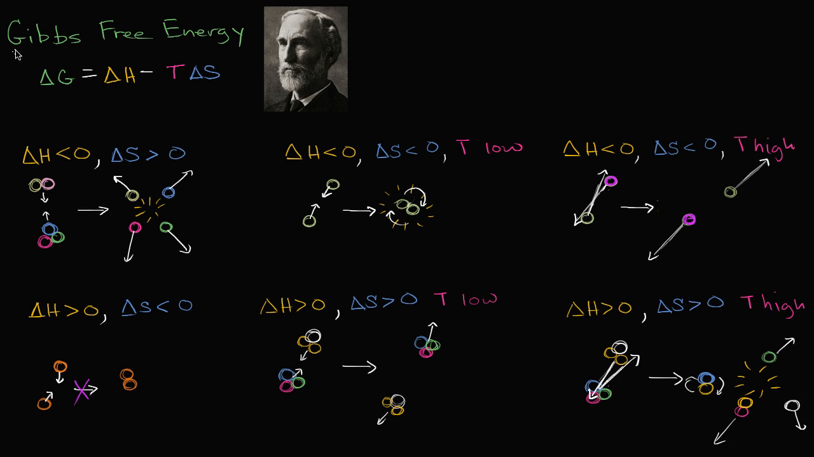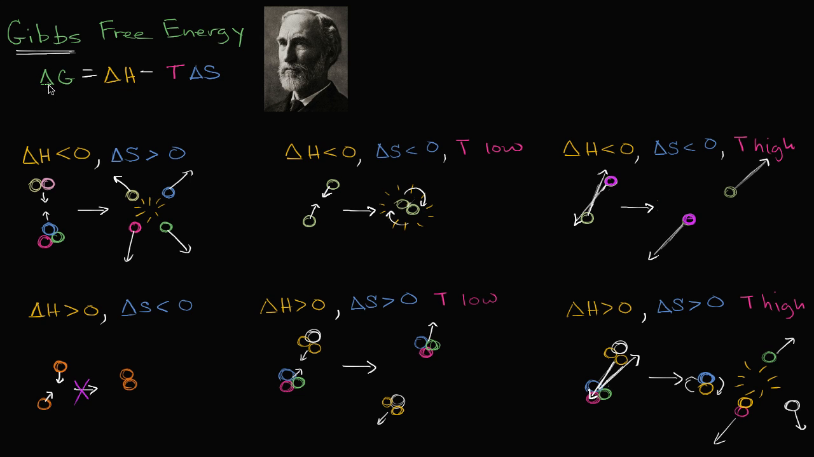We're going to explore Gibbs free energy a little bit in this video, and in particular, its usefulness in determining whether a reaction is going to be spontaneous or not, which is super useful in chemistry and biology. And it was defined by Josiah Willard Gibbs. And what we see here is this famous formula, which is going to help us predict spontaneity.